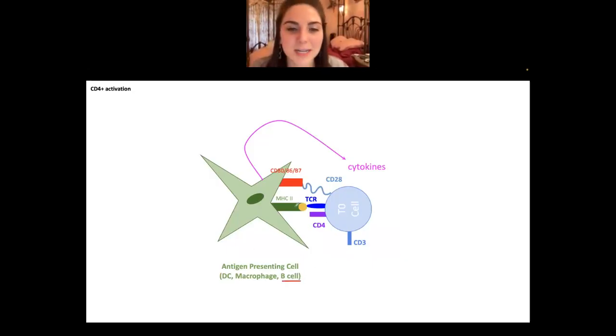So the antigen presenting cell has foreign antigen on an MHC class 2. And then if it's infected, it's going to upregulate CD80, 86, B7. They're all the same thing. This is going to interact with your naive T cell with the T cell receptor and CD4. And then CD28 is going to bind to the co-stimulatory signal. And don't forget, all T cell subtype classes have CD3 on their surface.